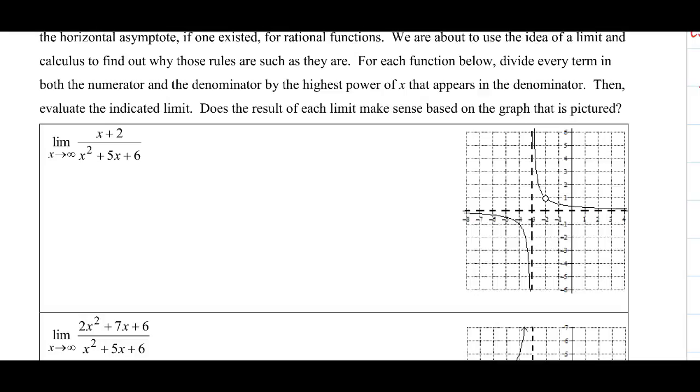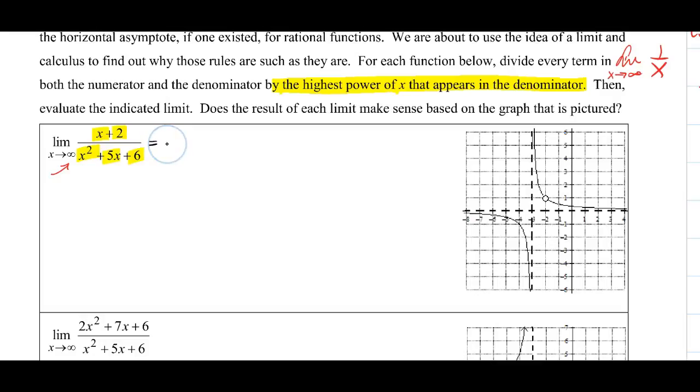So our key idea here, we're going to connect the last two little side notes that we took. The idea of the limit as x approaches infinity of 1 over x, and connect that to our pre-calculus shortcuts. And our idea is that we want to take this function and rewrite each term in terms of a constant over x. And we do that by finding the highest power of x in the denominator, and we're going to divide every term by that power.